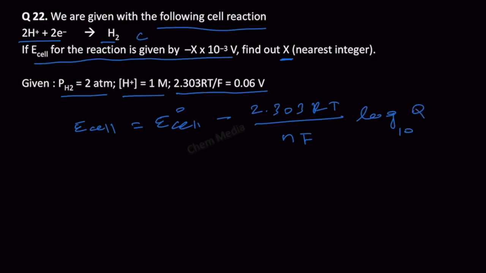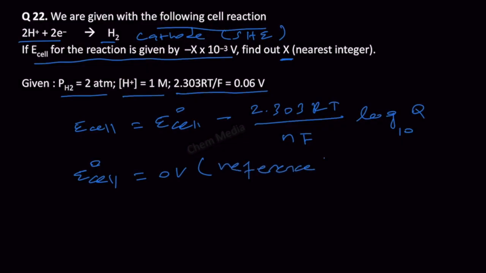Here the half reaction that happens at the cathode in the standard hydrogen electrode is given. Basically H plus is gaining 2 electrons and getting reduced to H2. So E cell for the standard hydrogen electrode is equal to 0 volt. This is something expected to know because this is our reference. It is not given in the question, but we know that E naught of the cell for the standard hydrogen electrode is 0 volt because that is our reference point.